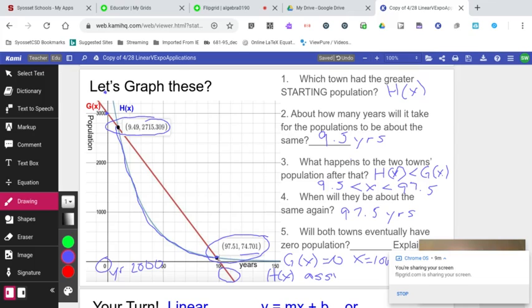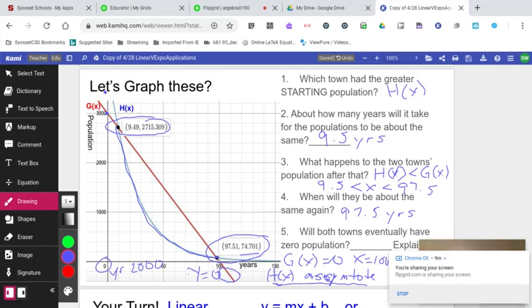That means it gets very close. The asymptote is at y equals 0. It gets very, very close to 0, but never actually gets to 0.